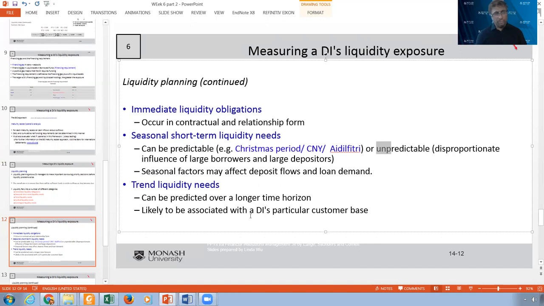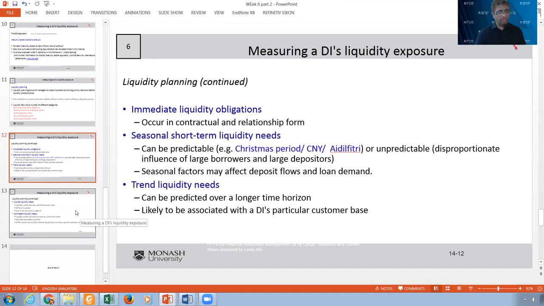Trend liquidity is likely to be associated with the depository institution's particular customer base. If your customer base is, for example, 90% from the Chinese race, then in this case, you expect Chinese New Year to have high withdrawals. If you are living in areas where there are two other races, then they have their own celebrations, and it depends on your customer base and their withdrawals. This has to have some analysis. It has nothing to do with race. It has to do with liquidity behavior.